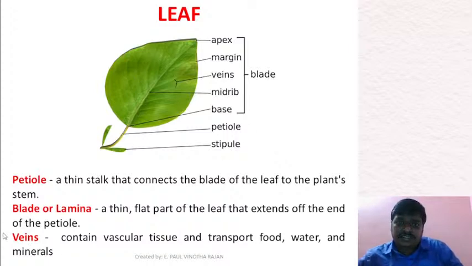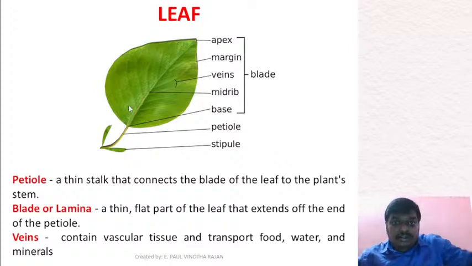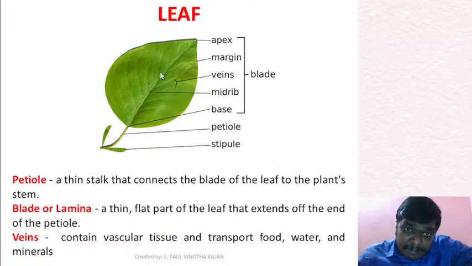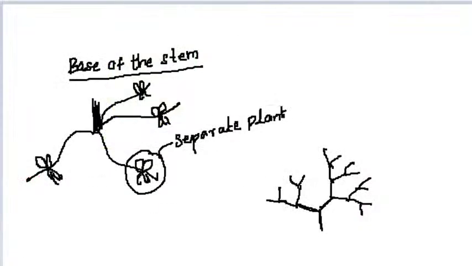Next are the veins. If you see the flat green portion of the leaf, the whole thing is called the blade. Here you can see the branches. The center part is called the midrib. From that, there are a lot of branches, the veins. So I'll draw the diagram for you so that you can understand it better. You can see the diagram, children.